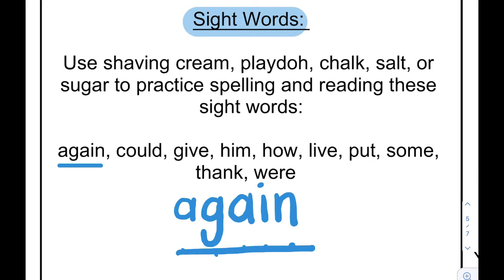You can also choose from lots of different ways to do this activity. You can use shaving cream, Play-Doh, chalk, salt, or sugar. Make sure you get an adult to get you a pan so that you can sprinkle the salt or sugar in the pan, and then you can write with your finger. You're going to have lots of fun with this activity.